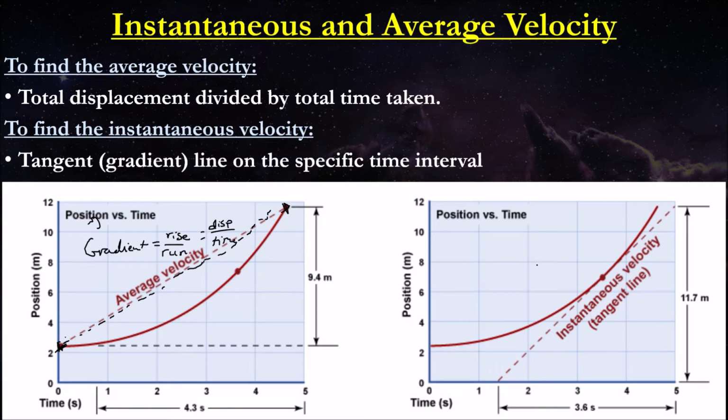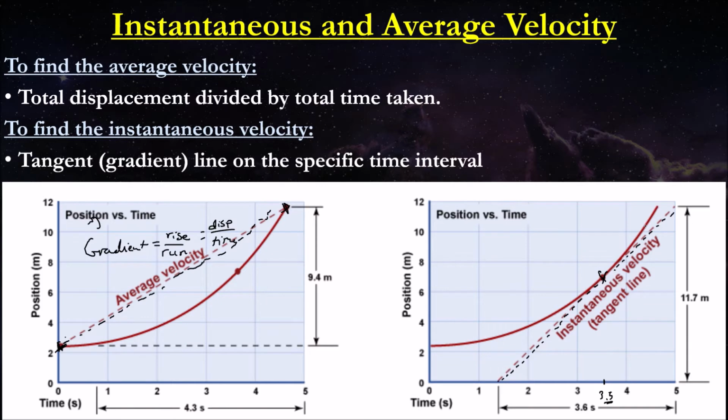On the right hand side, we have a scenario of trying to find instantaneous velocity. So at this particular point here, we are trying to find the instantaneous velocity of the object at around about 3.5 seconds. So we're trying to calculate how fast is that object moving at 3.5 seconds. To do this, again, you're going to draw a line of best fit along here, or a straight line tangent, and we go along there.